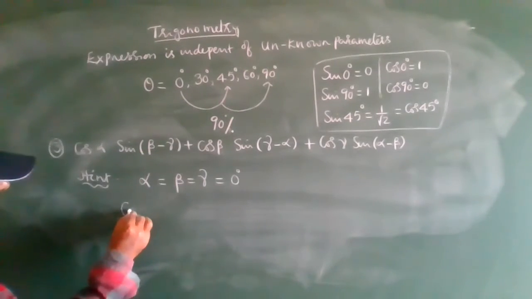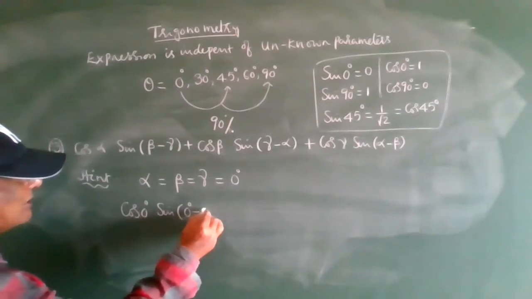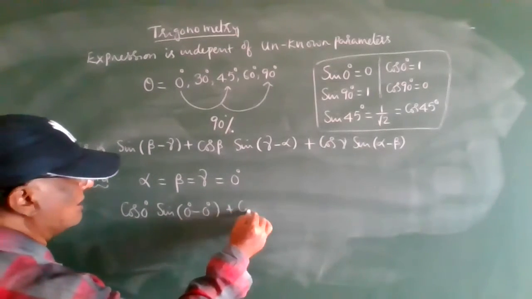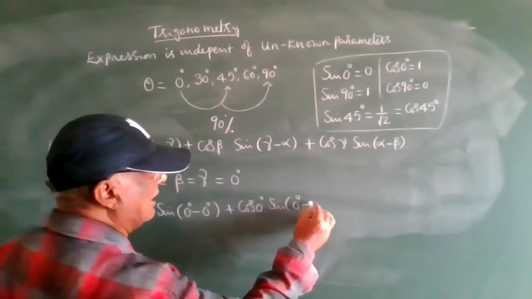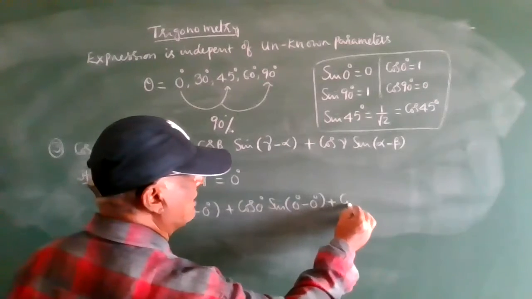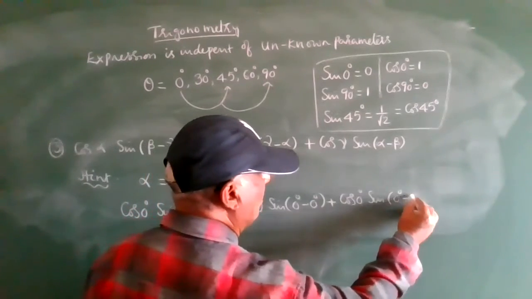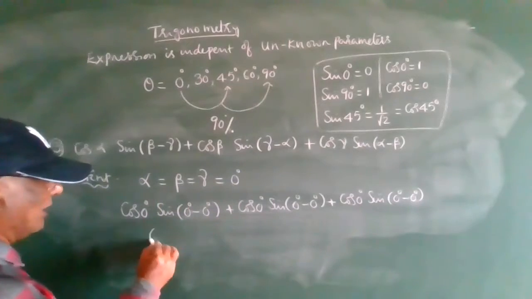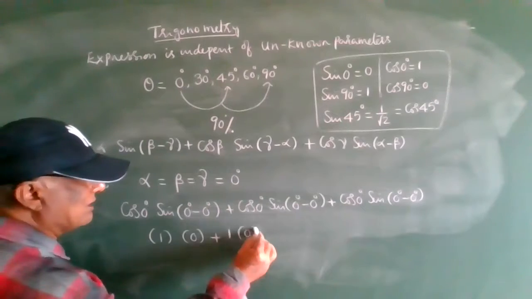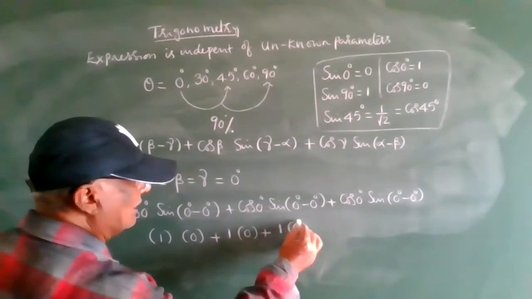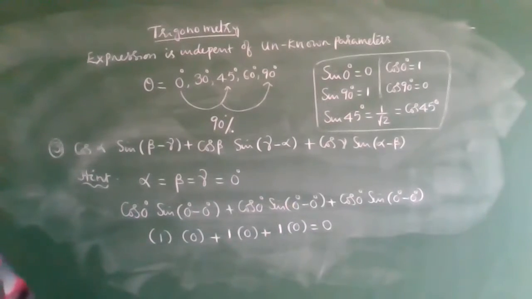Now write down cos of 0 degrees sine of 0 minus 0 degrees plus cos of 0 degrees sine of 0 minus 0 degrees plus cos 0 degrees sine of 0 minus 0 degrees. Cos 0 value is 1, sine 0 is 0, cos 0 is 1, sine 0 is 0, cos 0 is 1, sine 0 is 0. Total value is 0. Is it clear, everyone?